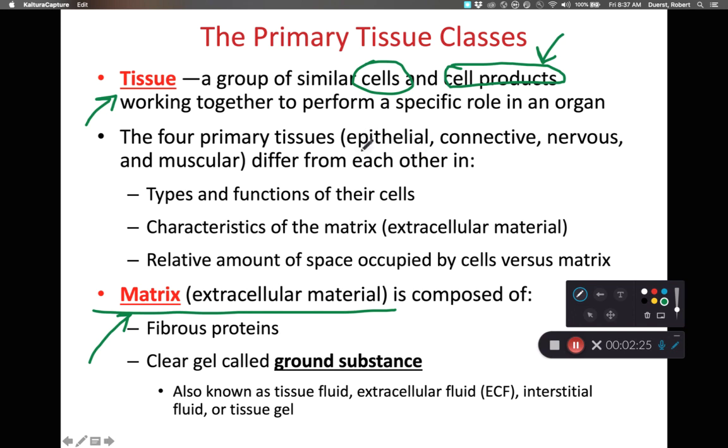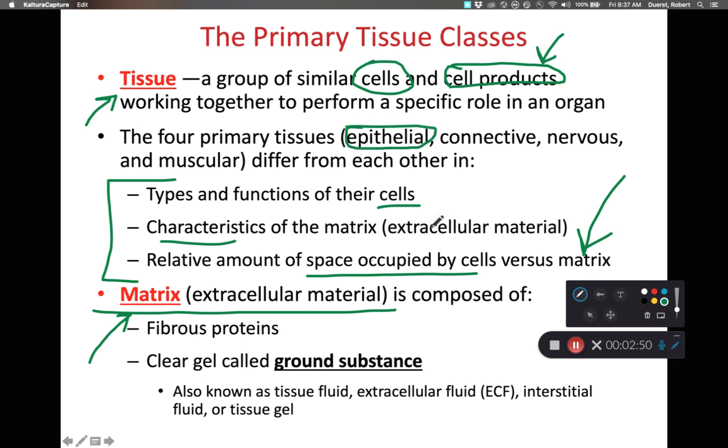Then as we look at these 4 tissue types, the epithelial, connective, nervous, and muscular, they have different structures and functions. We're going to focus on the different structures of the cells, characteristics of the matrix, and the amount of space occupied by the cell versus the amount of space occupied by that extracellular matrix. Some of these tissue types, like epithelial tissue, have almost no extracellular matrix relative to the volume of their cells. Other tissue types, like connective tissue, have comparatively a high percentage of extracellular matrix relative to the amount of volume dedicated to the cells themselves.